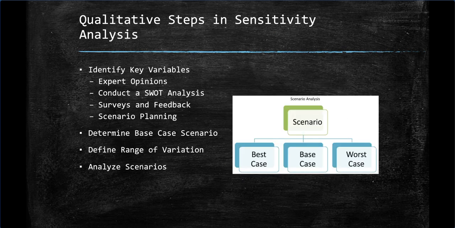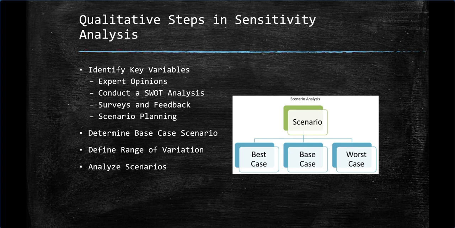To conduct a sensitivity analysis, we'll start with these qualitative steps. First, identify key variables that significantly impact the project but are harder to quantify, like regulatory changes or market trends. Expert opinions, surveys, and brainstorming groups can be used to uncover or identify these variables. For example, experts may use survey insights to predict shifts in consumer demand based on upcoming legislation.